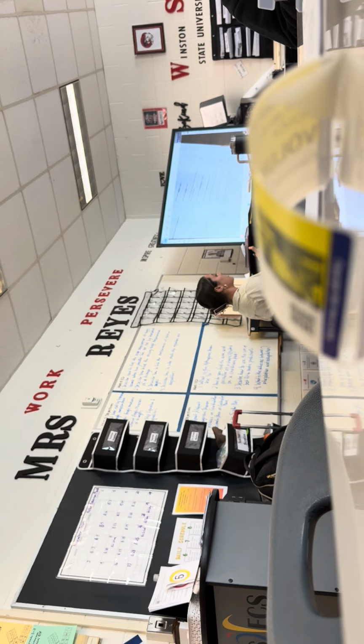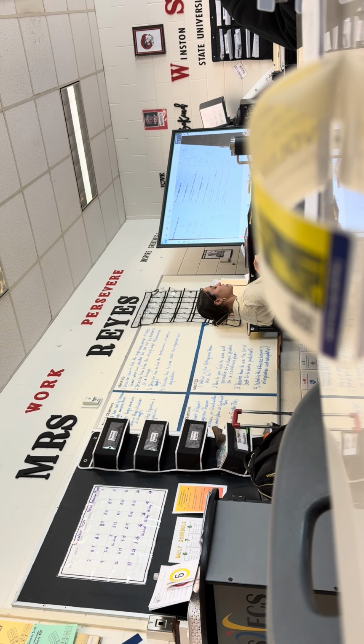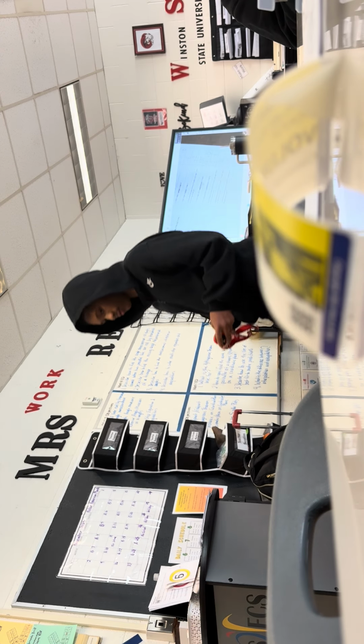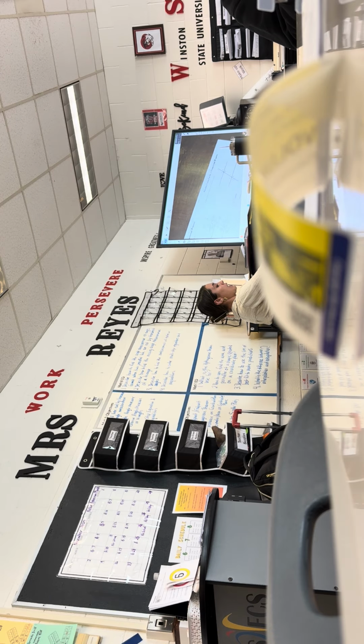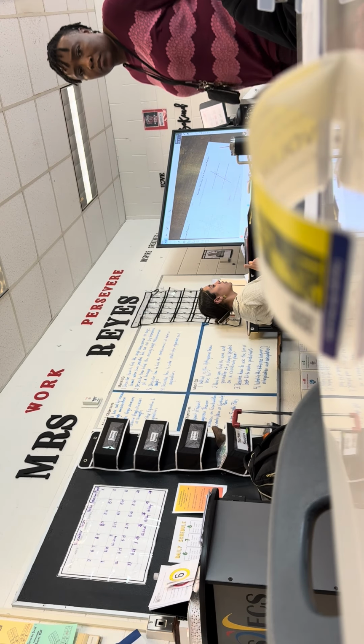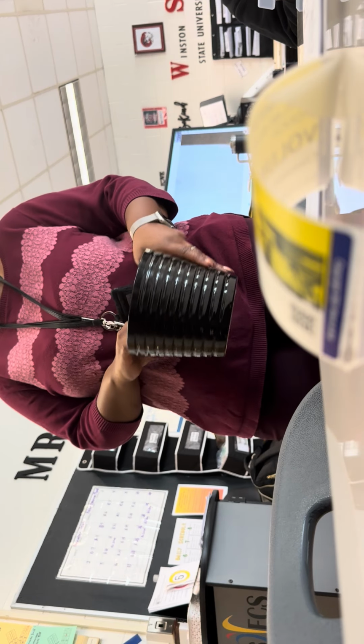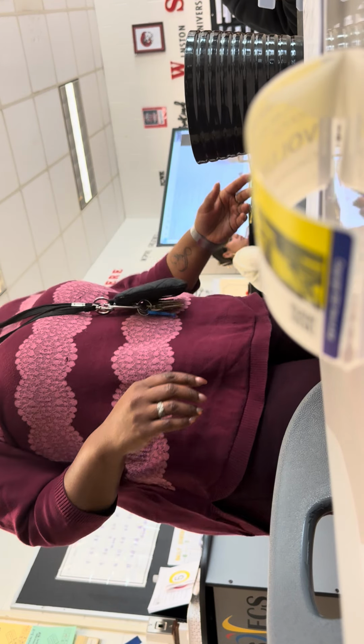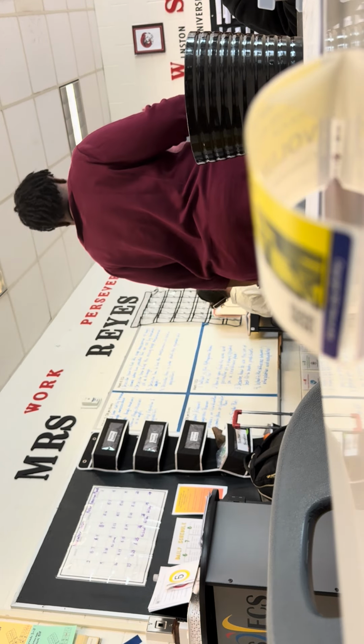Okay, and then number 10, if you added the angle measures of A, B, C, and D, what number would you give? So again, A, B, C, and D. 360. Good job.